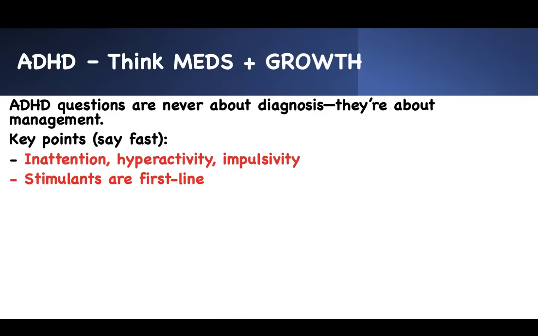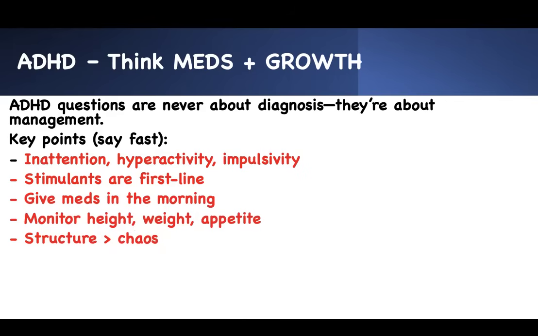What is the problem? These are the key facts. I want you to write it down. Based on the diagnosis, they have attention issues, hyperactivity, and impulsivity. What do you do? First thing you do, medication. Stimulant as the first line to slow the kid down. Then what? You have to know how to give the medication. This is what the NCLEX will test you on.